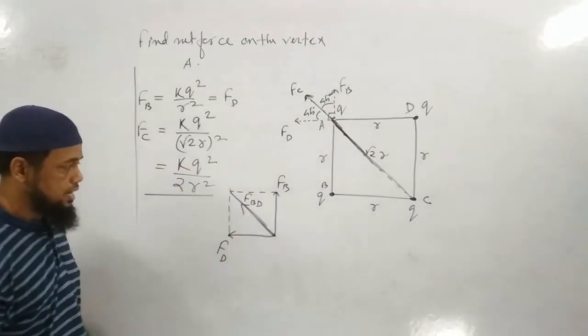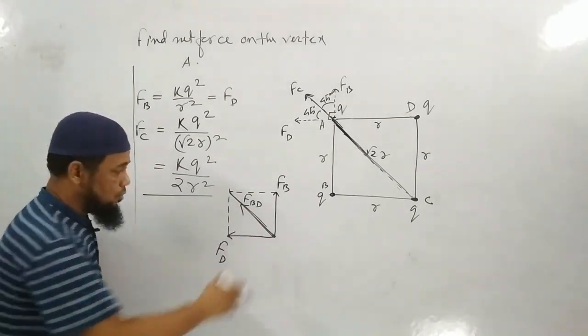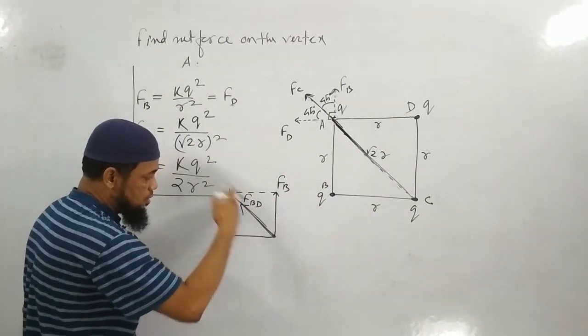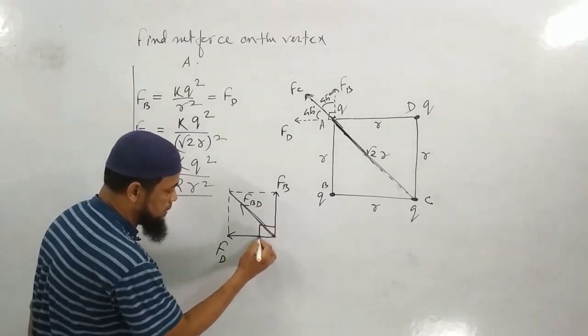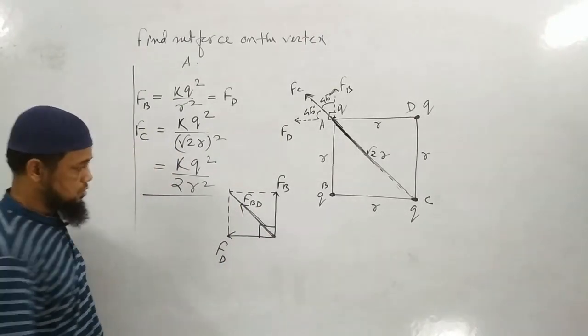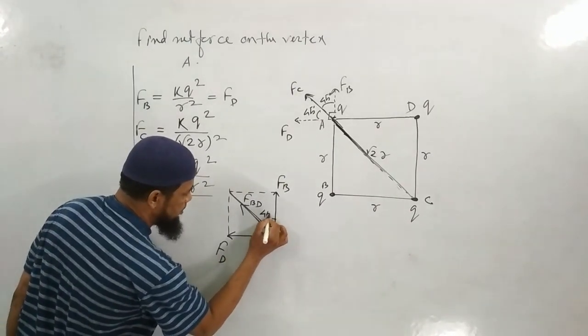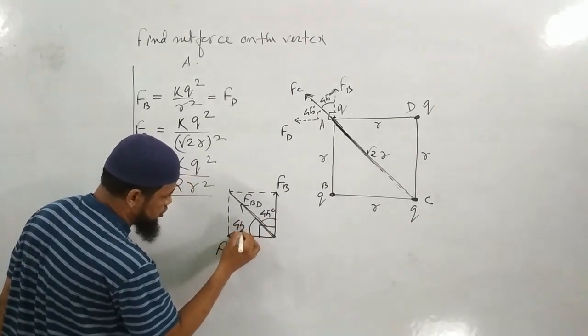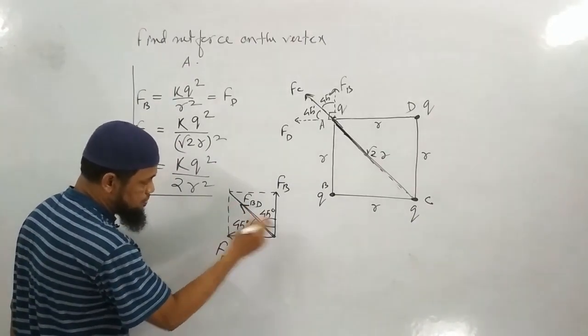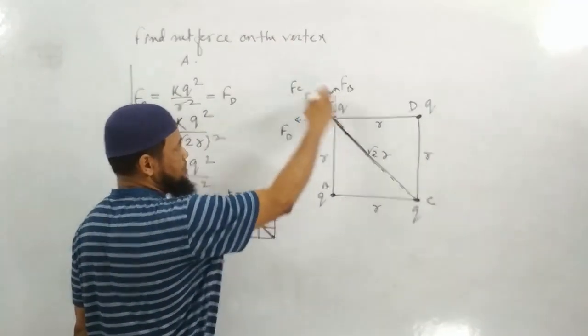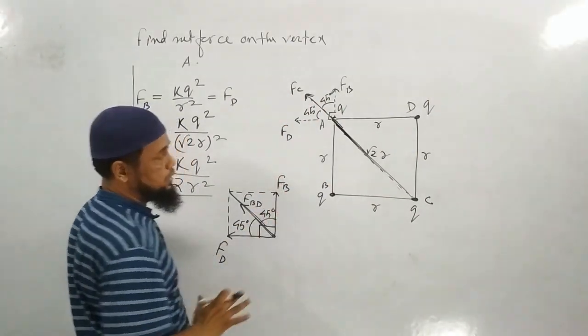This is the resultant of B and D, I'll call it FBD. Which direction will it be in? It will be along the diagonal of this parallelogram. But this parallelogram here is nothing but a square. So how much is this angle going to be? 45 degree. This angle is how much? 45 degree. That means the direction of FBD and the direction of FC are going to be the same.